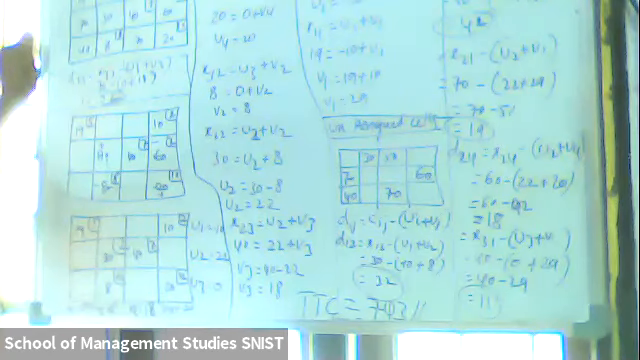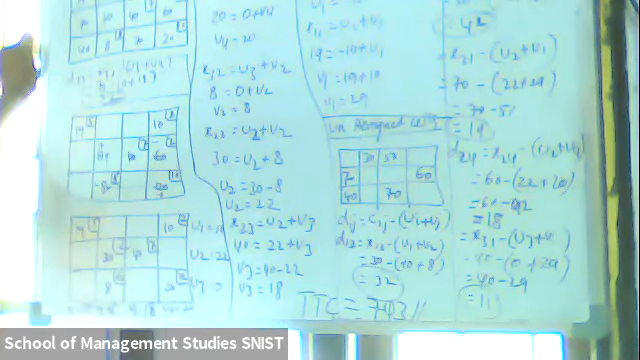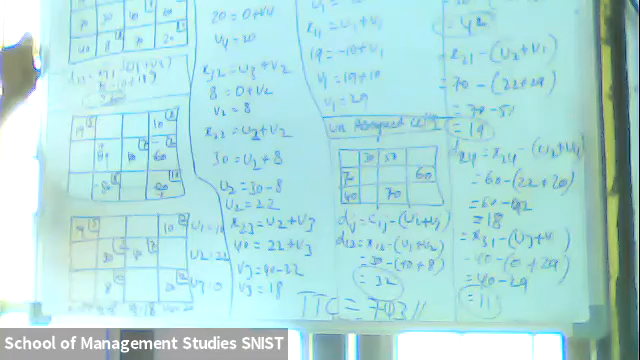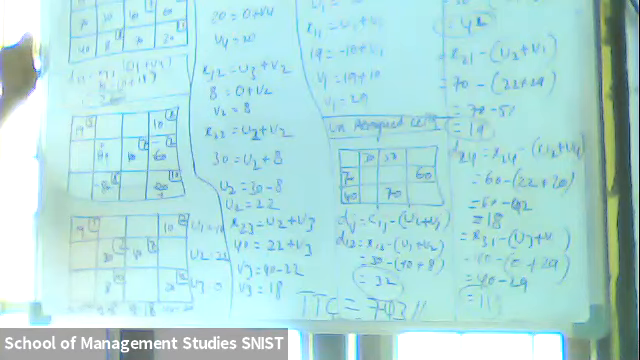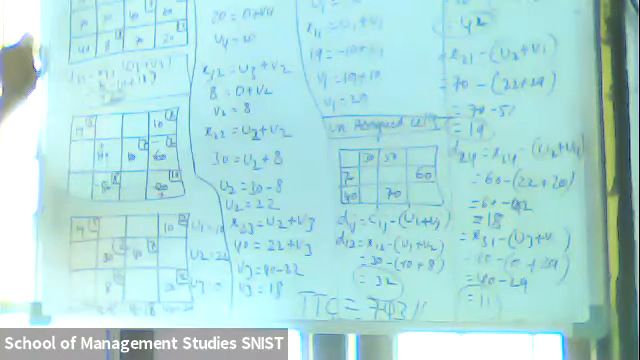Then we have to go with unassigned cells. For an unassigned cell, the formula is Dij equal to Cij minus (Ui plus Vj). If all Dij values are greater than or equal to 0, then we can find the total transportation cost.